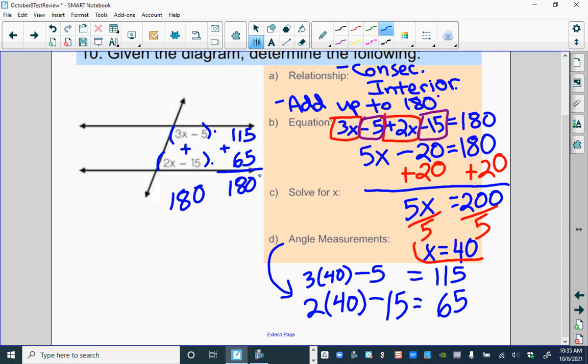So in the angle measurement, do I put 180? You put the two numbers separately, the 115 and the 65. Very good. Okay, any questions on the second problem here?